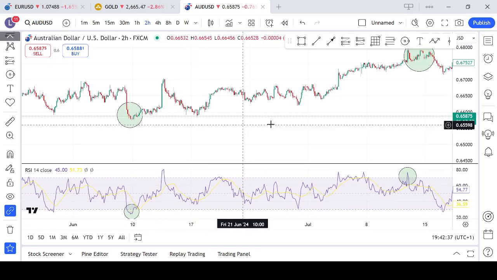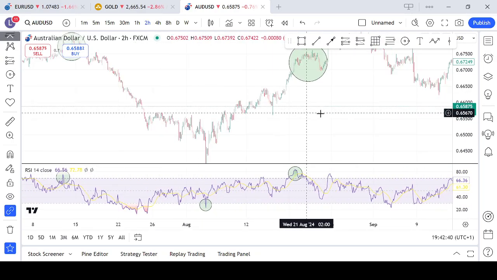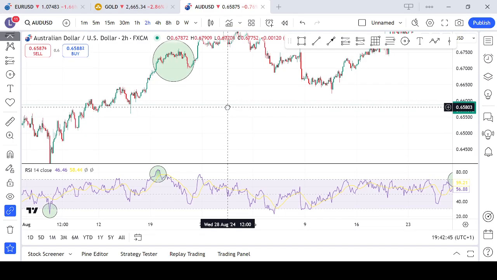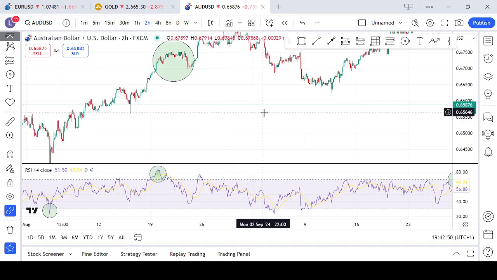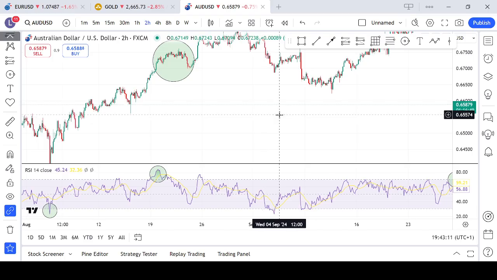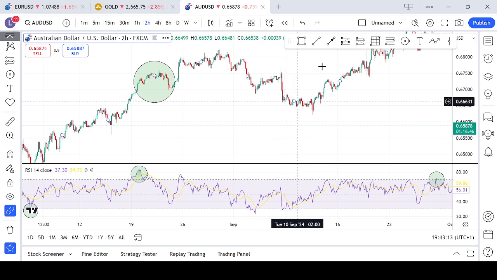Another way you can use the RSI to trade is by looking for divergence between the price and RSI. So I'll explain that. RSI divergences occur when price movement doesn't align with the RSI. A bullish divergence forms when the price makes a lower low, but the RSI forms a higher low. So this suggests that the downward movement is waning and a potential reversal may be imminent. Conversely, a bearish divergence occurs when the price makes a higher high, but the RSI forms a lower high, indicating weakening upward momentum. So I'm just going to show you that on the chart.